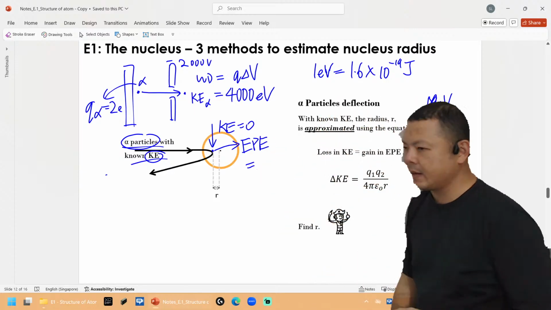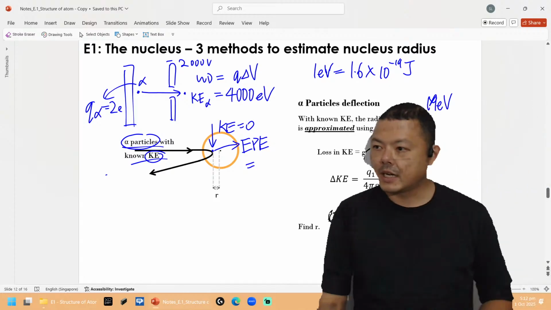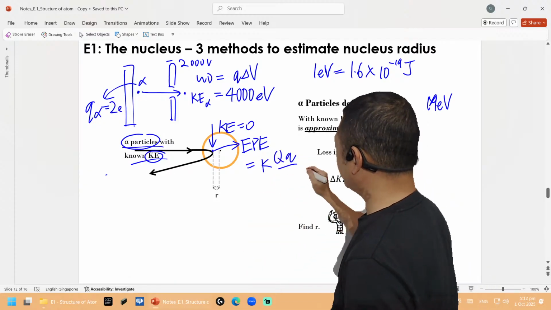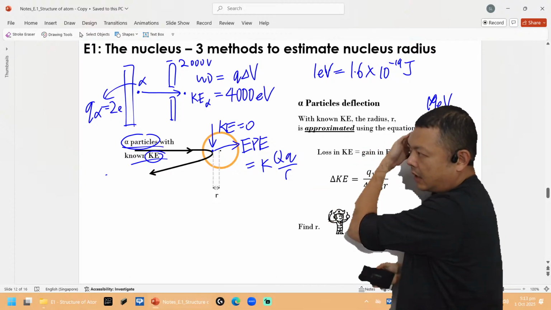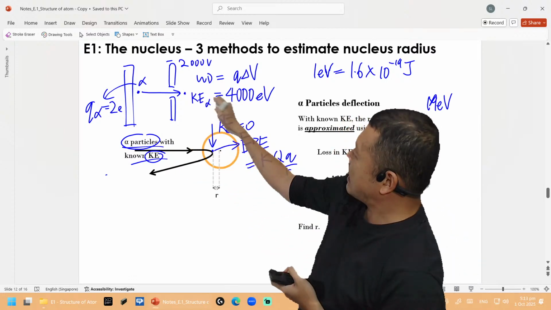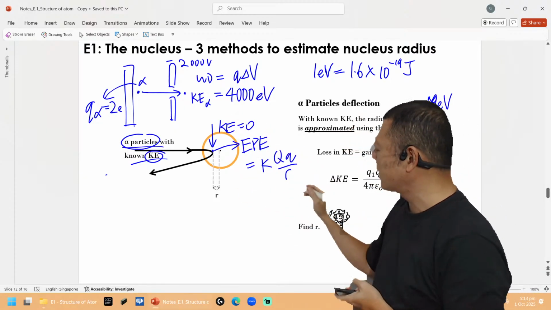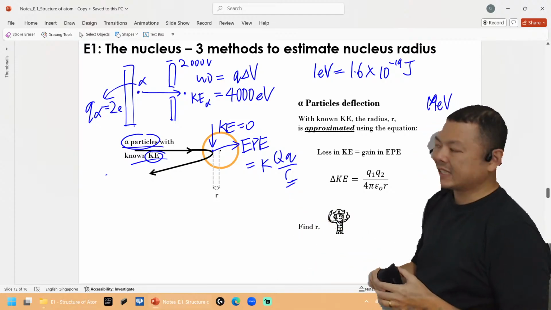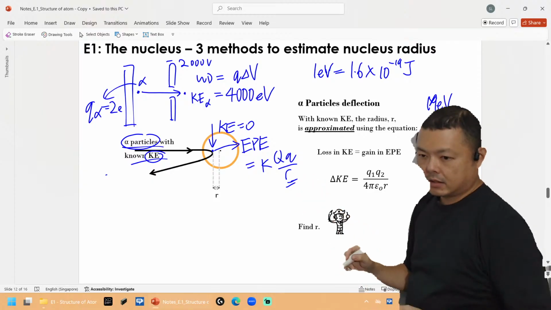And what is the equation for EPE? Come on, give me the equation for EPE. kQq over r, no square. Just to remind you, what we're doing here is equating the KE into the EPE. If we know the amount of KE that we fired it with, we can equate it to kQq over r, and then use that to find r. What will r represent?